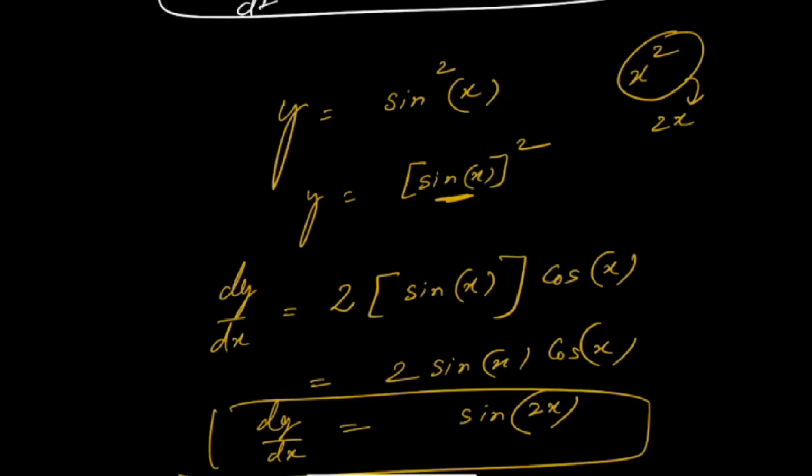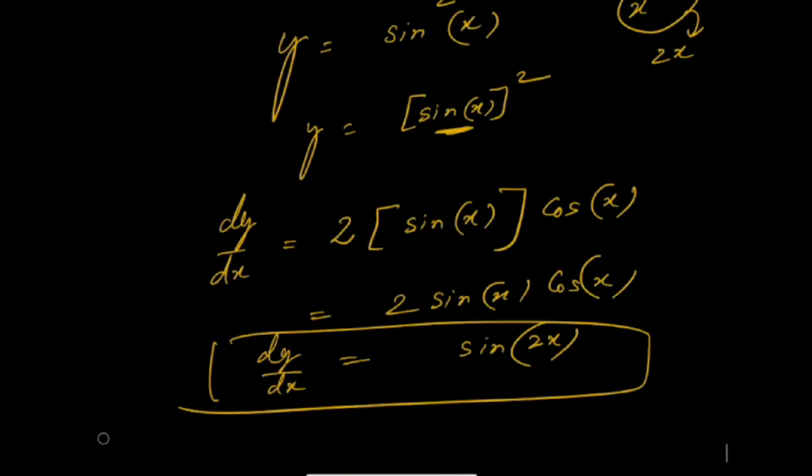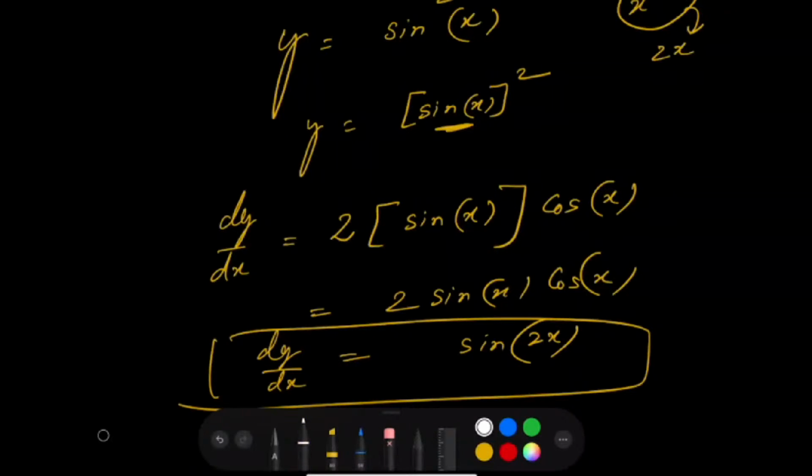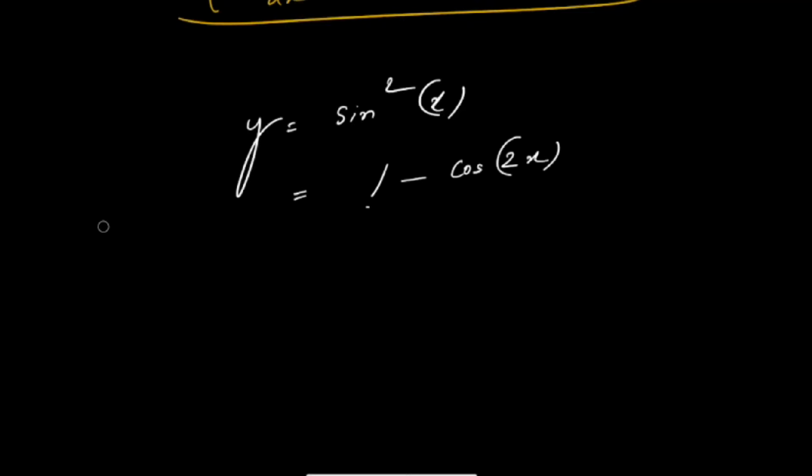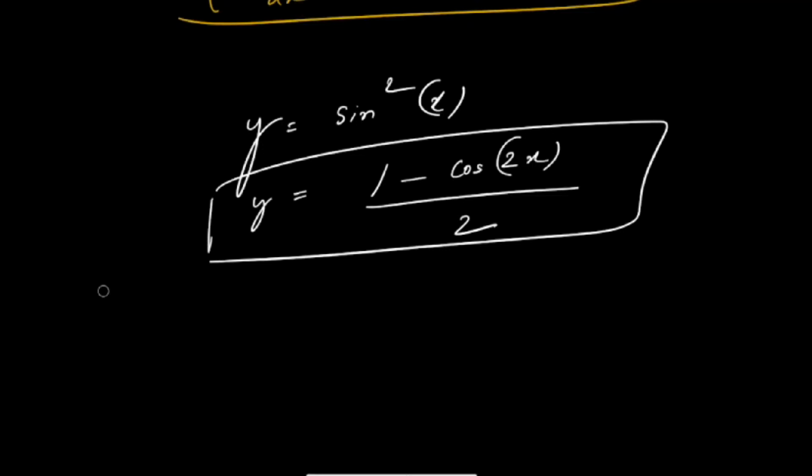There is another way of doing this. If y is equal to sine square x, I can rewrite it as 1 minus cos 2x by 2, right? This identity we learned already. So y is equal to 1 minus cos 2x by 2. So what is y equal to? 1 by 2 minus 1 by 2 into cos 2x, correct?